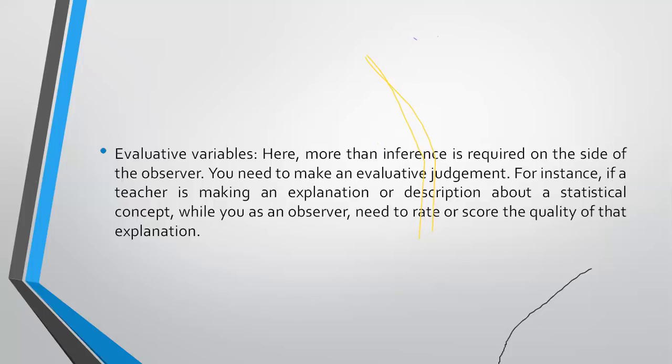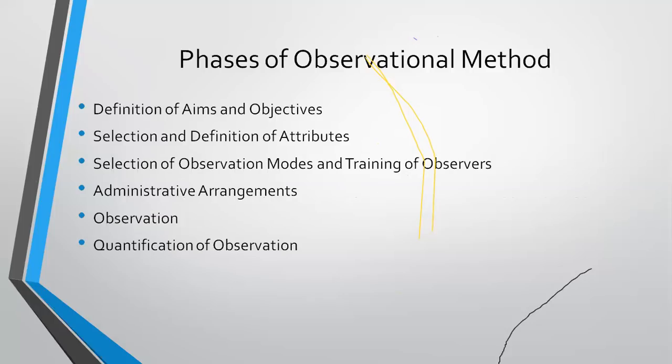Now, how do we carry out observation? What are the phases of observation? In carrying out observation, the first thing you do is to define the aims and objectives. In defining aims and objectives, you determine what you want to observe and why. For example, you can decide, okay, I want to observe how patients interact with their medical practitioners, their doctors, their nurses. That is your own aim. So you have to define what you actually want to observe.